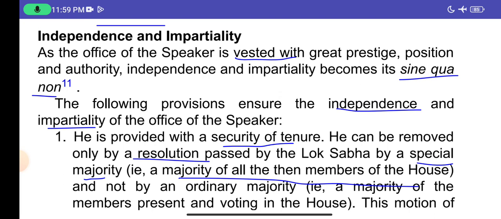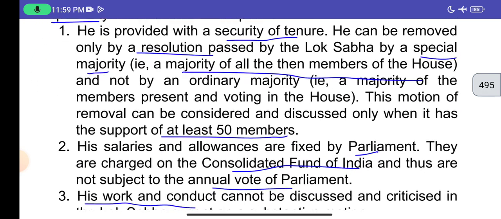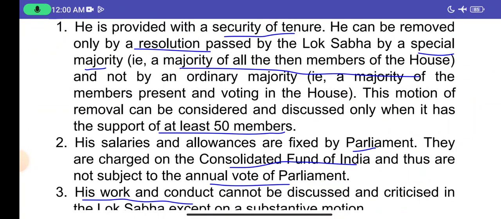The following provisions ensure the independence and impartiality of the office of the Speaker. He is provided with a security of tenure. He can be removed only by a resolution passed by the Lok Sabha by a special majority.